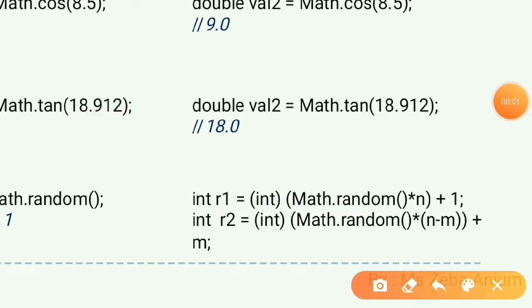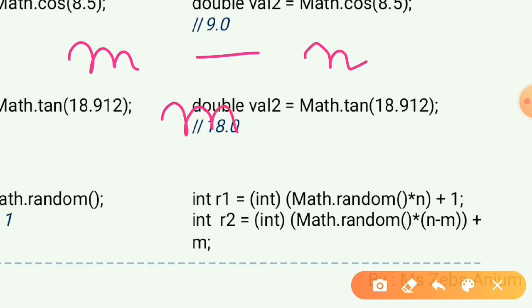In the second function, what we are going to do is find out the random number between m and n, where your m is less than n. It should always be less than n. So what we are going to do, math.random multiplied by the difference between your n minus m. N minus m, because n is larger and m is always smaller.